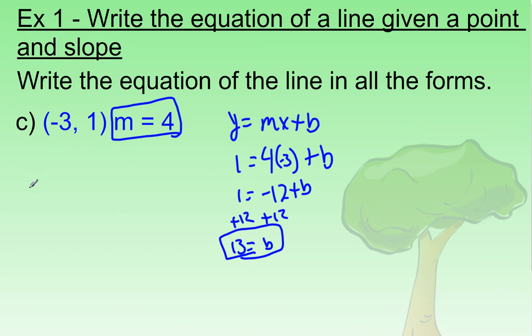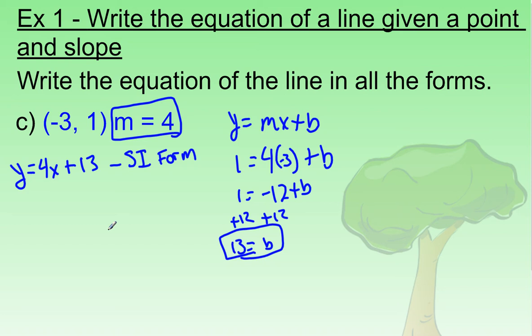So my formula in slope-intercept form is y equals 4x plus 13. Done. Slope-intercept form. And that is a 13, not a b. There. Now, one form done. Slope-intercept form. Awesome. We need to get to standard form.